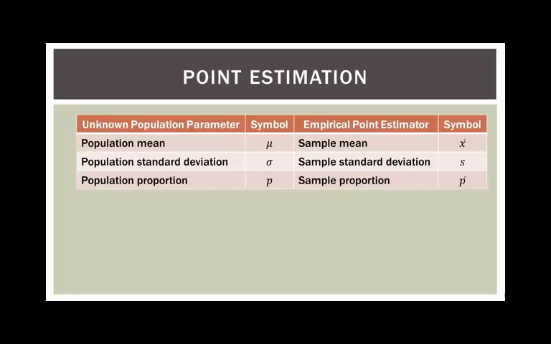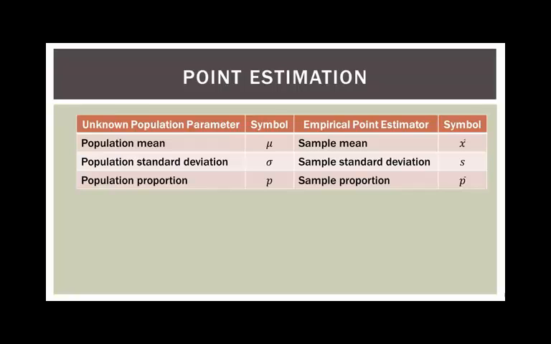Now remember, for the population mean, the symbol is mu. For the population standard deviation, it is sigma. And for the population proportion, p. Now what we're doing is we're going to take a point estimator. For the population mean, our point estimator is the sample mean. For the population standard deviation, the point estimator is the sample standard deviation. And for the population proportion, the point estimator is the sample proportion. So those are X bar, S, and P bar.